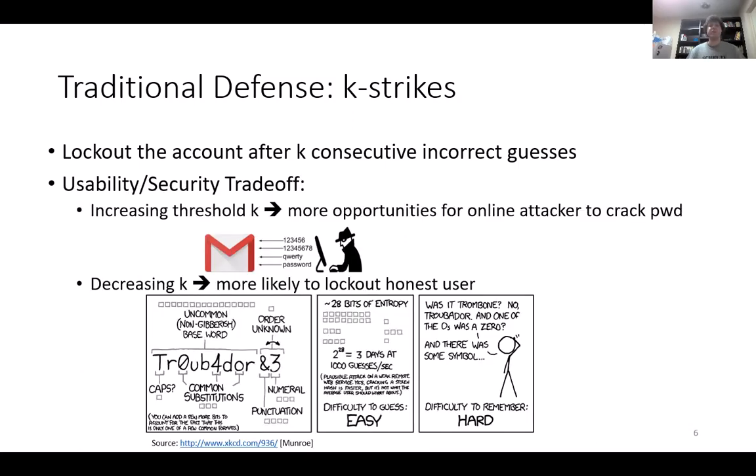The traditional k-strikes mechanism induces a classical usability security trade-off. Some have advocated for larger values of k, for example k equals 10, to improve usability. But this also gives the online attacker more opportunities to crack the user's password. Others would advocate for smaller k, for example k equals 3, to improve security. But this increases the chances that the honest user gets locked out. For example, in the comic below, the user is having trouble remembering which letters were capitalized, which number substitutions were applied, etc.